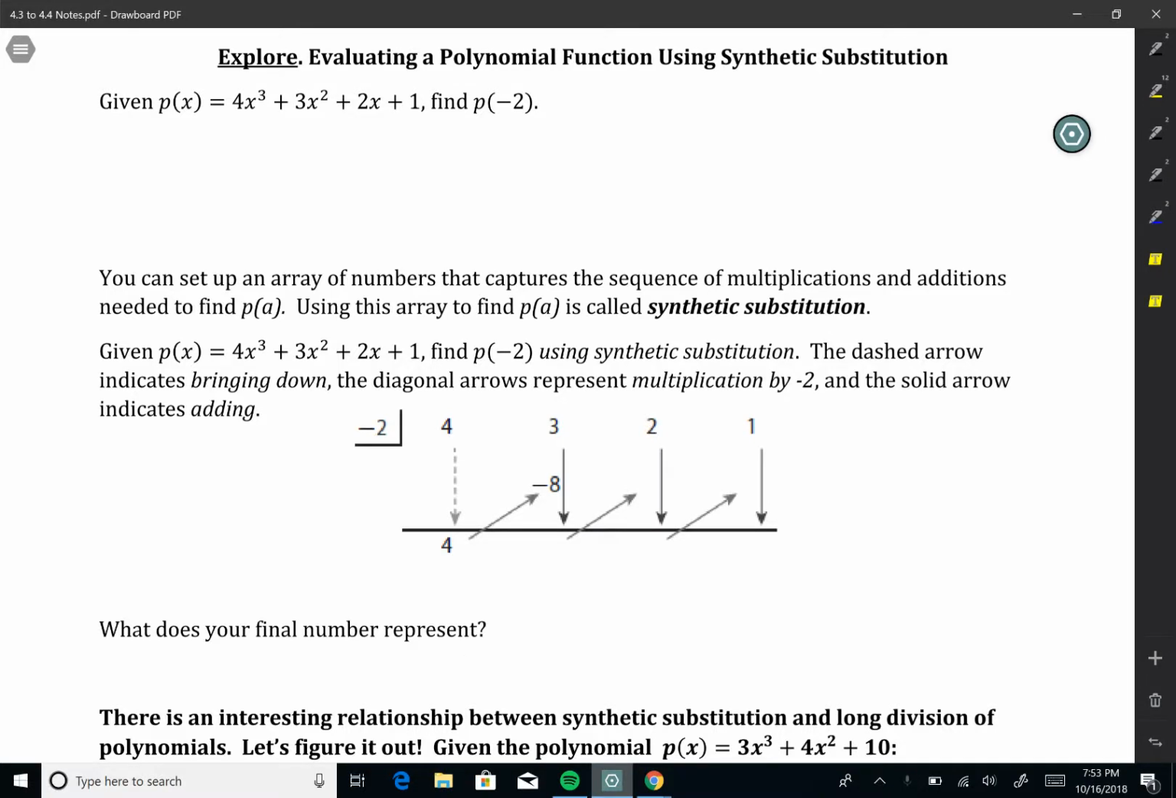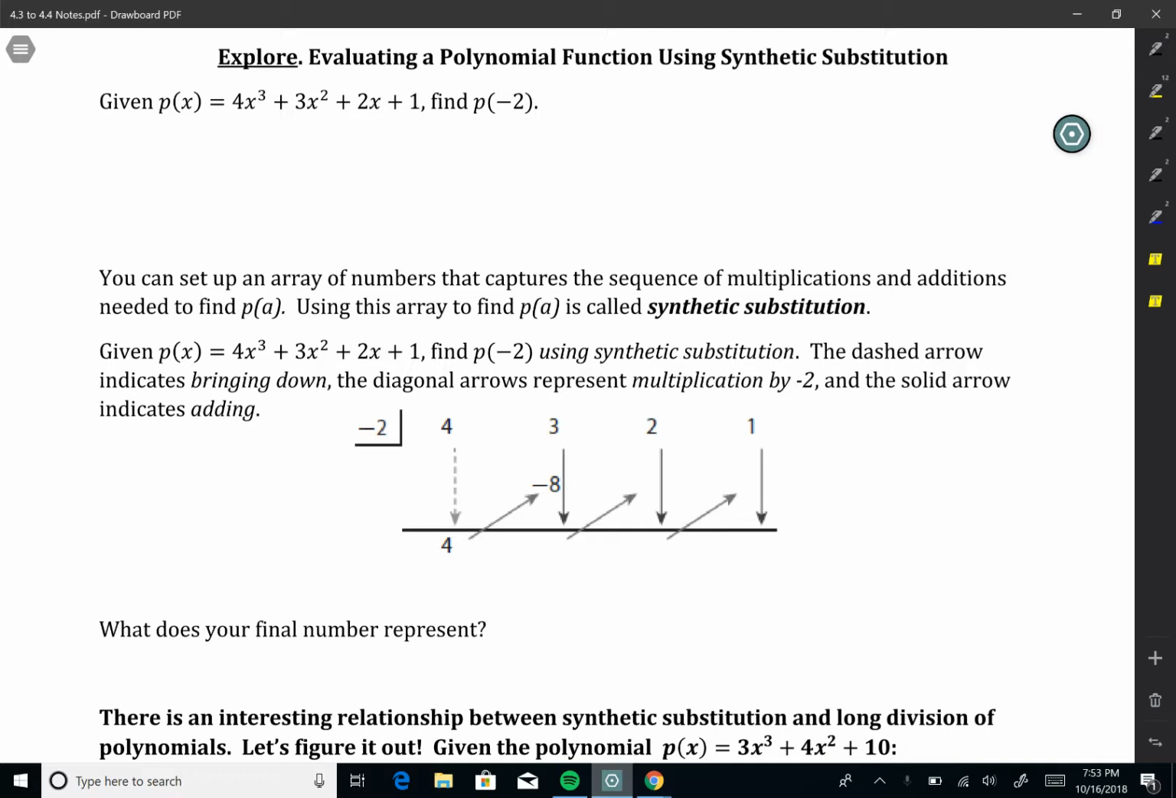Hey guys, welcome to our lesson on synthetic substitution and ultimately synthetic division. Before we get into synthetic division, we're going to do an exploration called evaluating a polynomial function using synthetic substitution. Now, first, let's review what just run-of-the-mill normal substitution is.